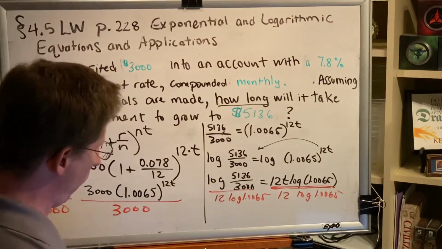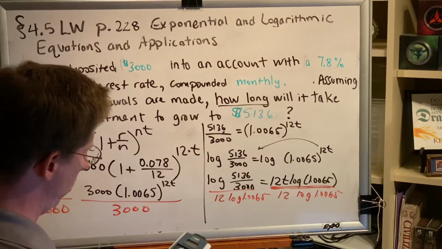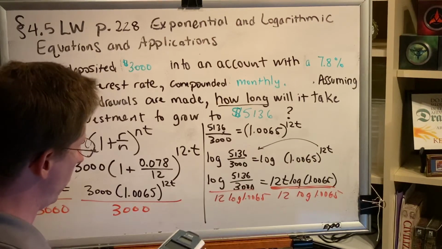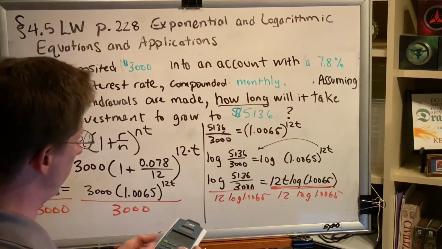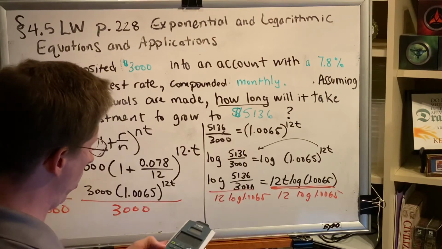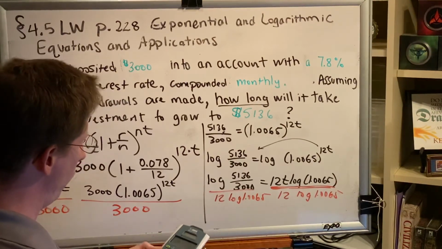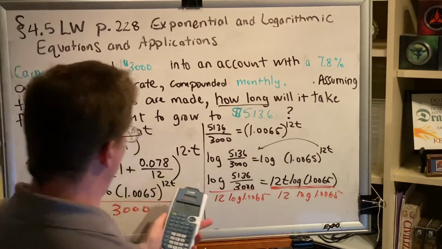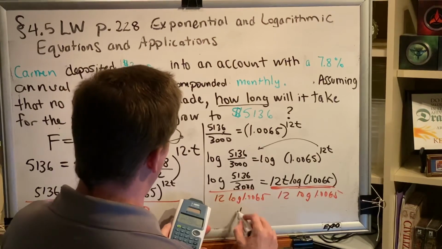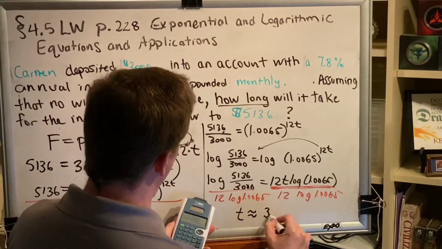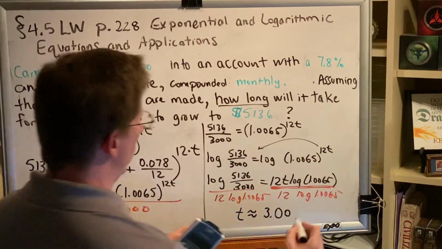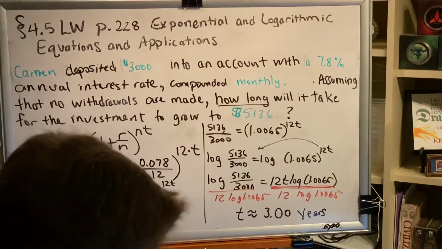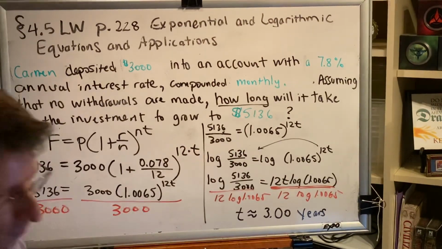Here we go. Make a fraction. Log. Make a fraction. 5136 divided by 3000. Right arrow. Close parenthesis. Down arrow. 12 log 1.0065. Close parenthesis. Enter. And I round to 2 decimal places. And I find that t is approximately equal to 3.00. And of course, we're talking about years. And so it'll take 3 years for the amount of money to grow until it reaches $5,136.